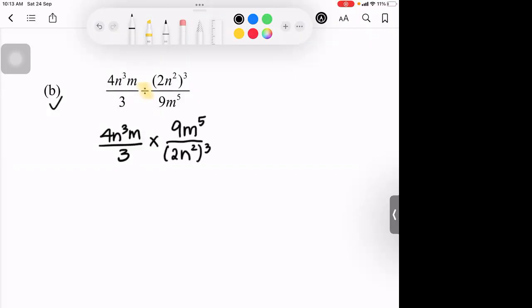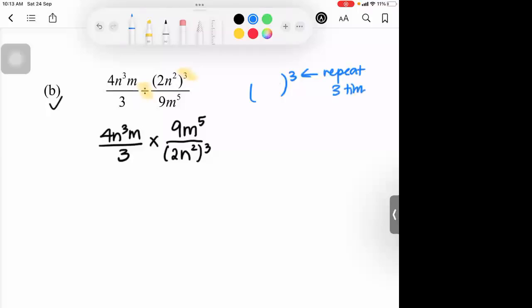Then the next problem is there is a cube here, 2n squared cubed. What do you mean by 2n squared cubed? So in this case, I have 2n squared, the whole thing cubed. When I have the whole thing cubed, it means I will need to repeat how many times?